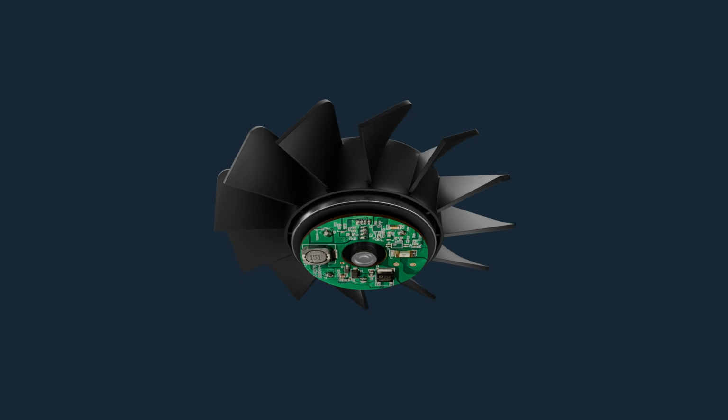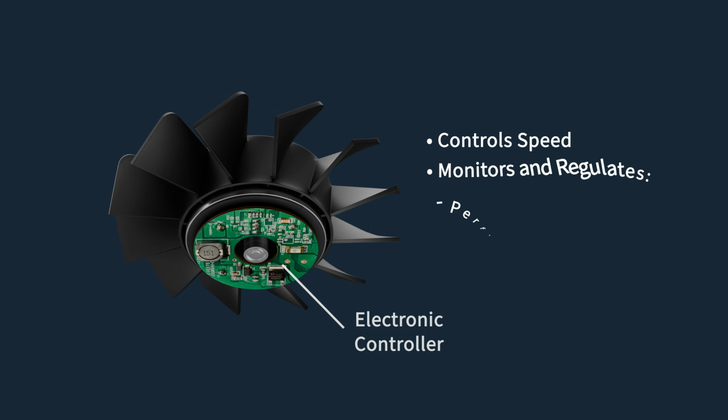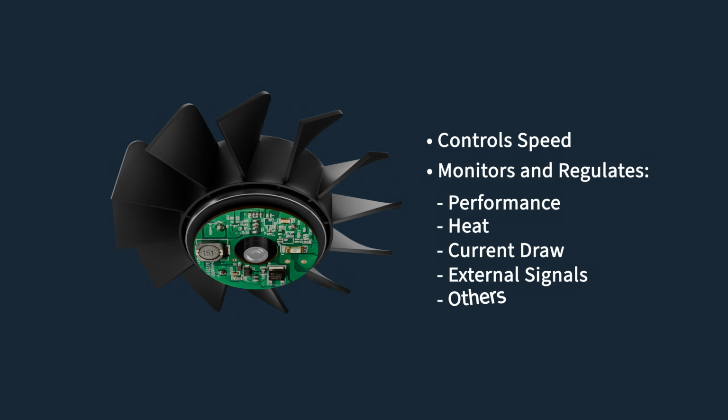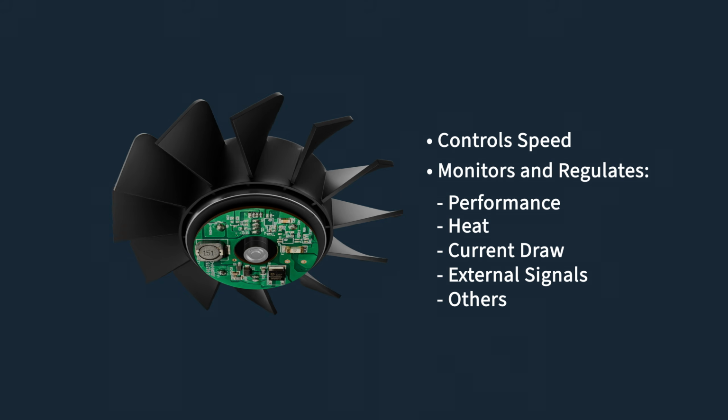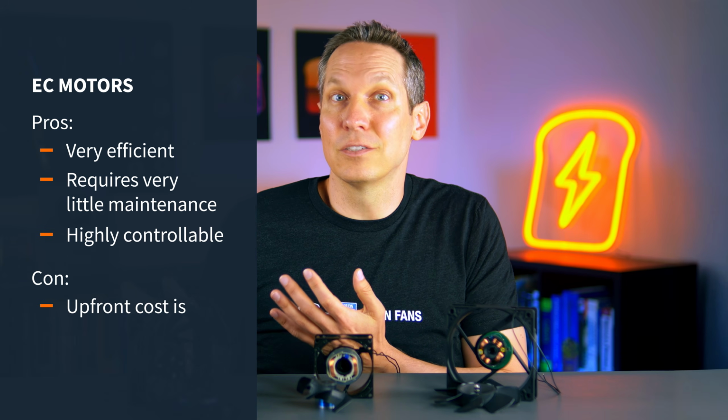For control, it also has an internal electronic controller which controls speed, monitors and regulates performance, heat, current draw, external signals, and any other fan properties that are part of the design. I've heard it said that you can compare a brushless DC motor to an engine, while an EC motor is like an engine prepackaged with a smart transmission and a control computer. As such, an EC motor is very efficient, requires very little maintenance, and is highly controllable. On the flip side, their upfront cost is higher because of their higher complexity.